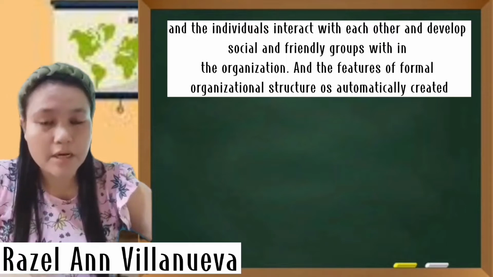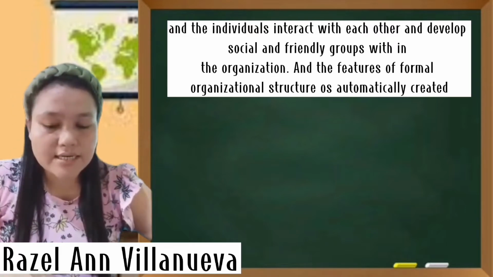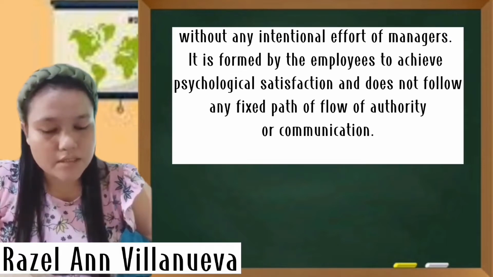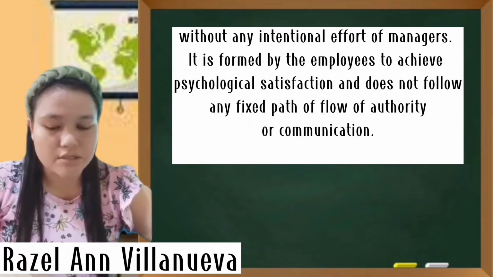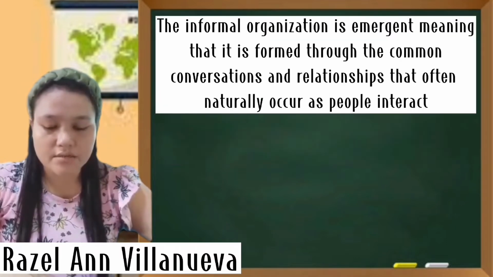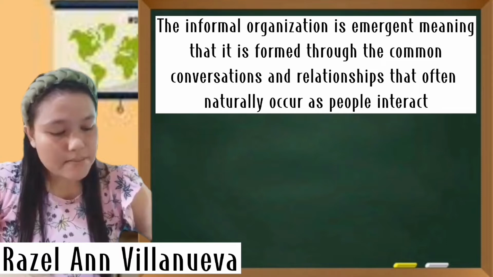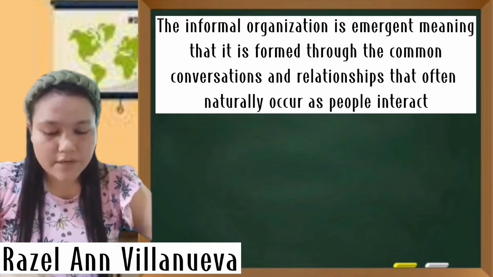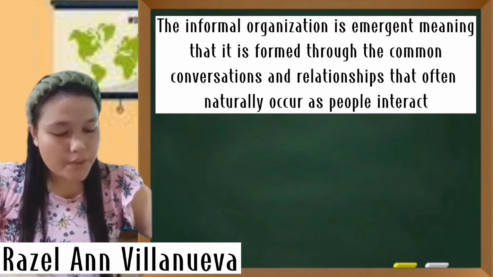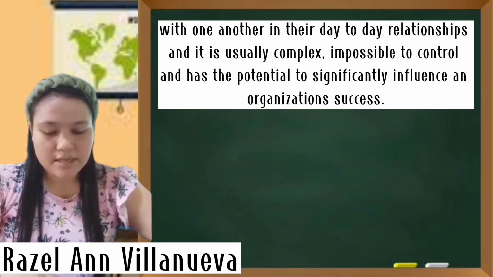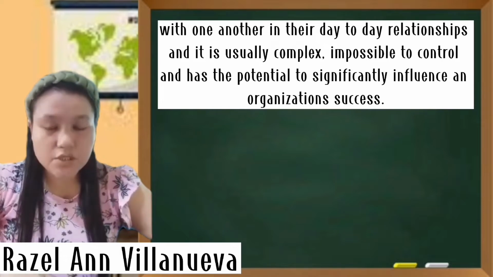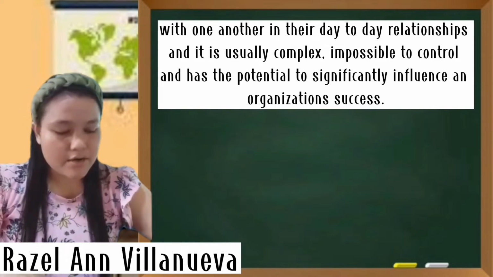The features of informal organizational structure: it is automatically created without any intentional effort of managers, and it is formed by the employees to achieve psychological satisfaction, and does not follow any fixed path of flow of authority or communication. The informal organization is emergent, meaning that it is formed through the common conversations and relationships that often naturally occur as people interact with one another in their day-to-day relationships. And it is usually complex, impossible to control, and has the potential to significantly influence our organization's success.